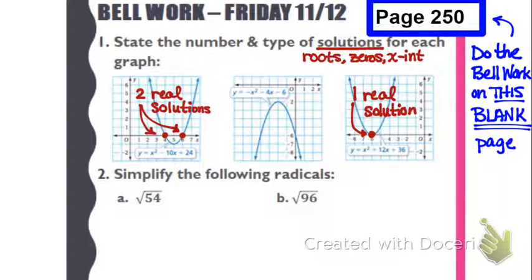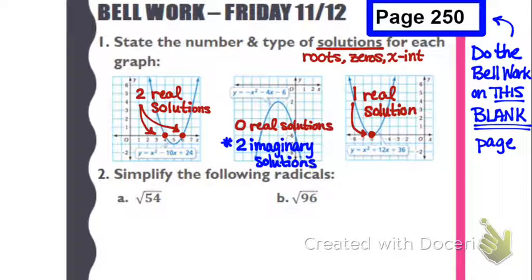What about that graph in the middle? It does not have any x-intercepts, so 0 real solutions. And I'm so excited to hear that you remembered when we have 0 real solutions, that means that we have 2 imaginary solutions. We are going to talk a lot more about this idea of imaginary solutions and imaginary numbers.